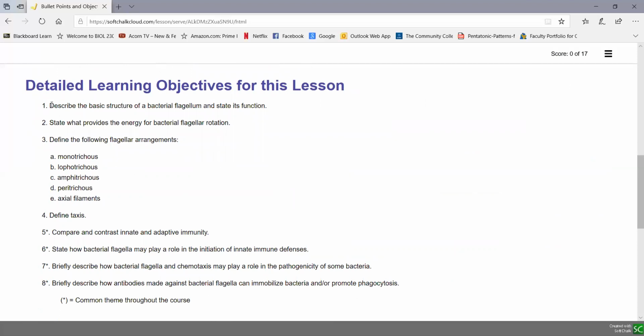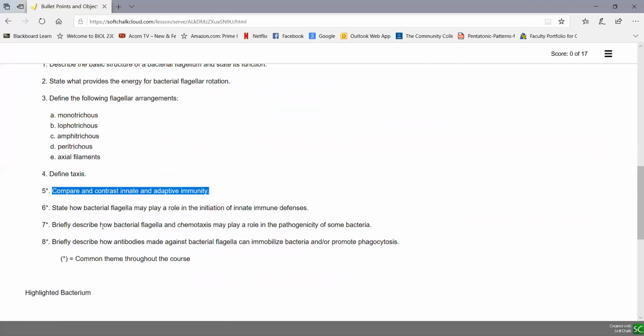You should be able to describe the basic structure of a bacterial flagellum and state its function. State what provides the energy for bacterial flagellar rotation. Define and recognize the following flagellar arrangements: monotrichous, lophotrichous, amphitrichous, paratrichous, and axial filaments. Define taxis. Compare and contrast innate and adaptive immunity.